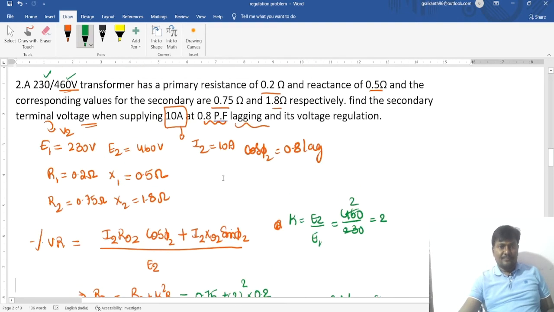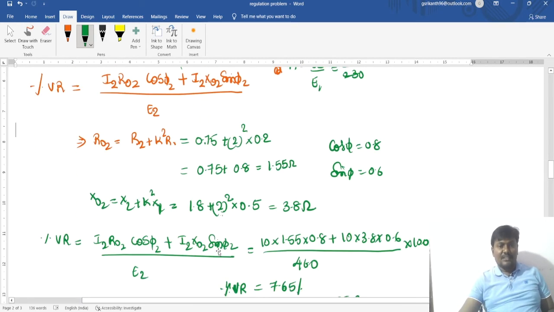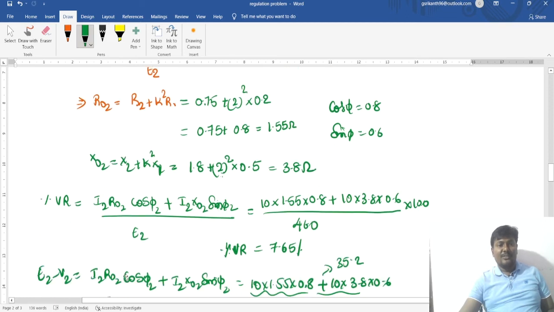Terminal voltage is asked. A 230 by 460 volts transformer has a primary resistance R1 given, X1 is given, and R2 is given, X2 is given, and the load current is 10 amperes and 0.8 power factor lagging. Find the voltage regulation. This is the formula. Percentage voltage regulation is equal to I2 R02 cos phi 2 plus I2 X02 sin phi 2. This plus is for the lagging power factor. From this you should calculate the percentage voltage regulation. After that the drop E2 minus V2 is equal to I2 R02 cos phi 2 plus I2 X02 sin phi 2. From that you can calculate the V2 value.